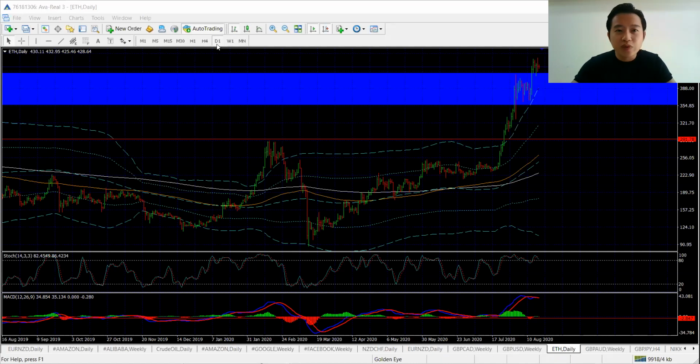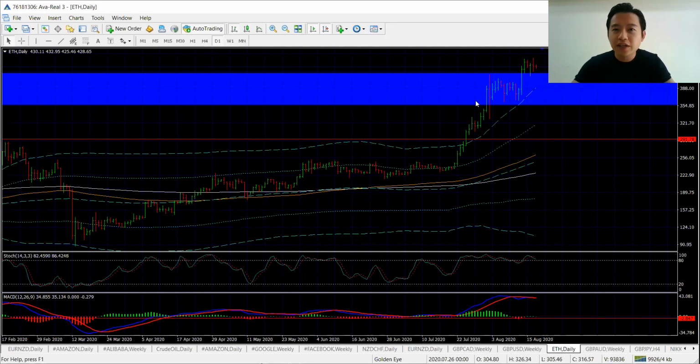So ETH, we are right now on the daily time frame. As you can see, price. Last week, we were talking at this area. We were thinking whether or not price will break down, or what will happen. If it breaks down, where do we go? If it breaks up, then where would it go next?